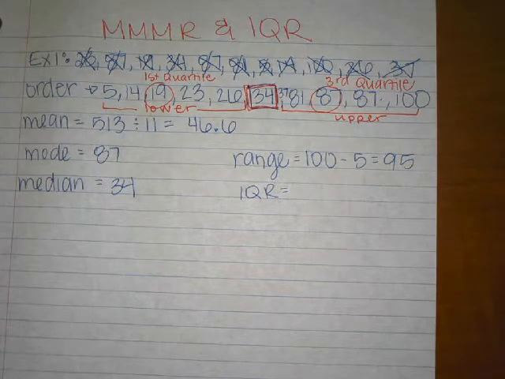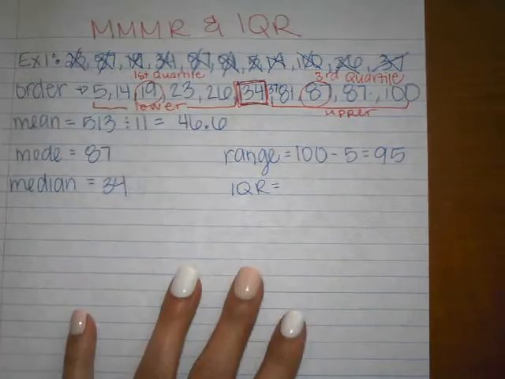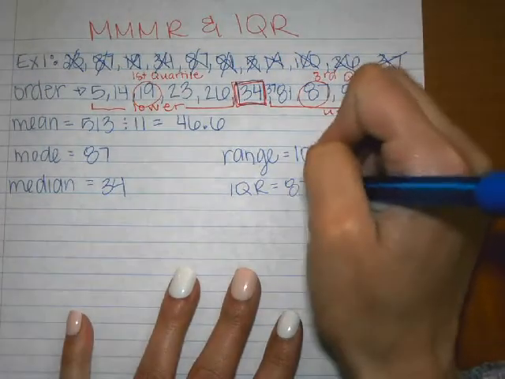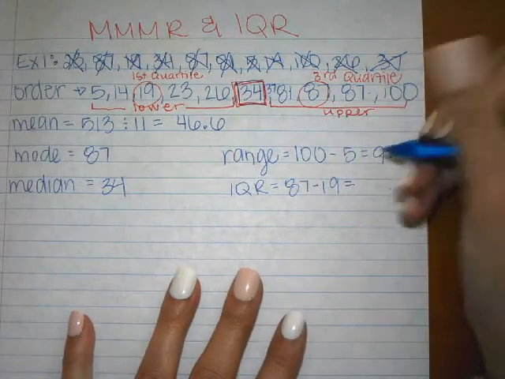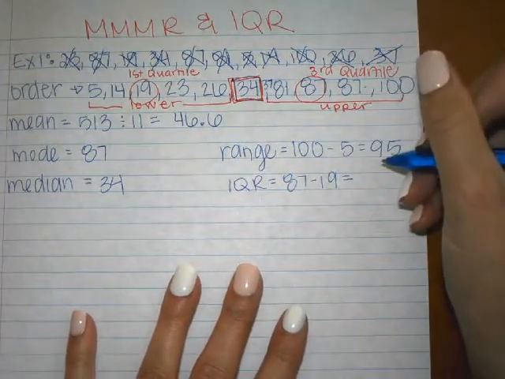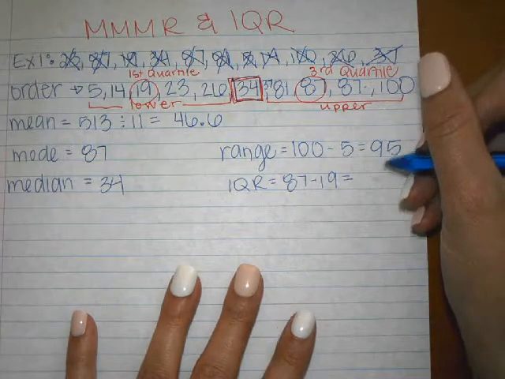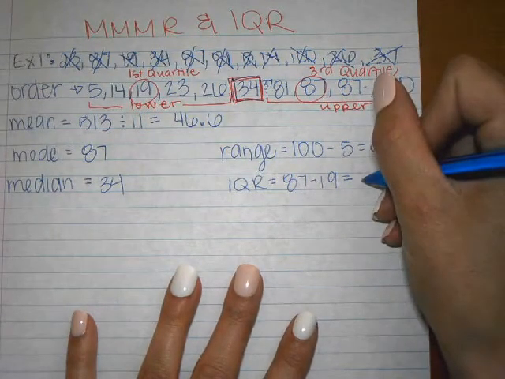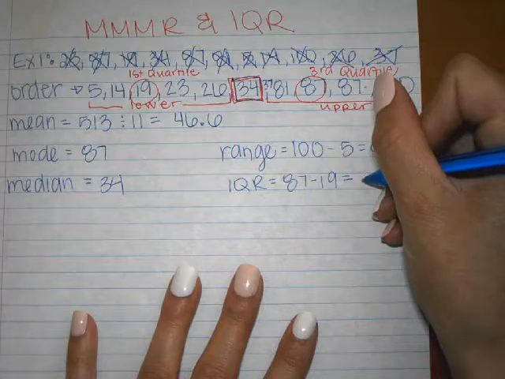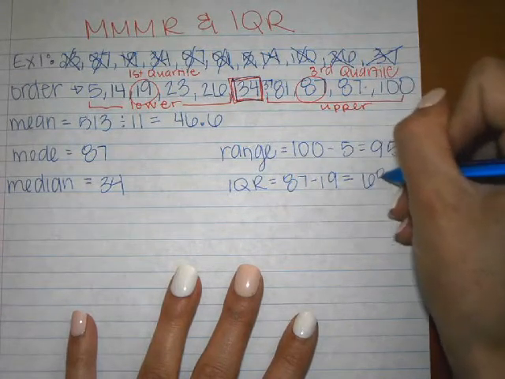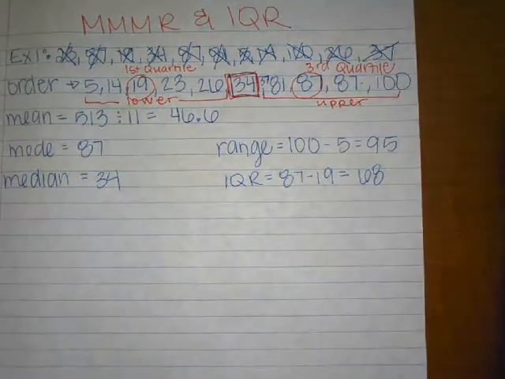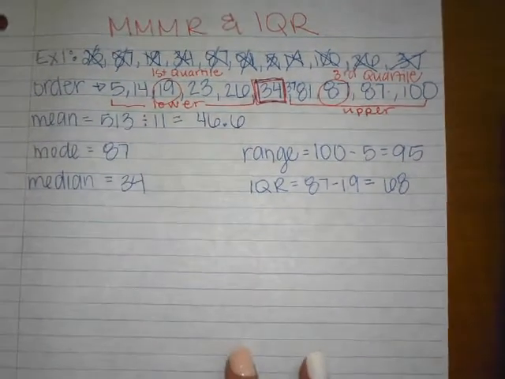Okay, now what do I do? To find the range of the interquartile, we do what? 87 minus 19. Everyone do that for me. Write down your answer. What'd you get? All right. Those are all 5 numbers that you have to find. Any questions so far?